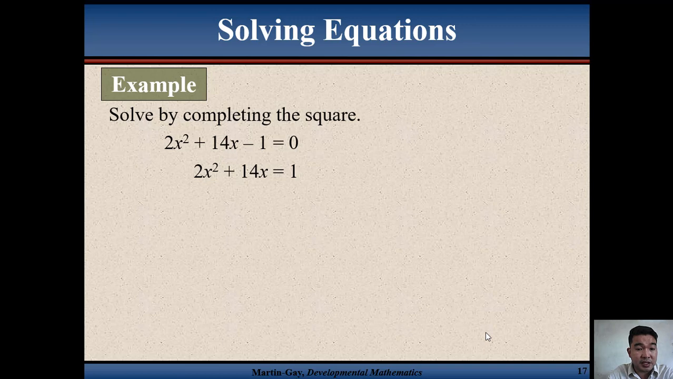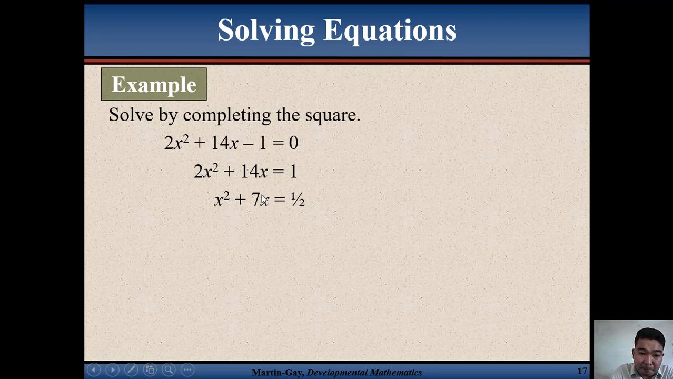So in this case, negative 1 is being transposed to the right side. So you have 2x squared plus 14x equals 1. And then divide the whole equation by 2. So you will have x squared, since 2 divided by 2 is equal to 1, 14 divided by 2 is equal to 7, and 1 divided by 2 is equal to 1/2.